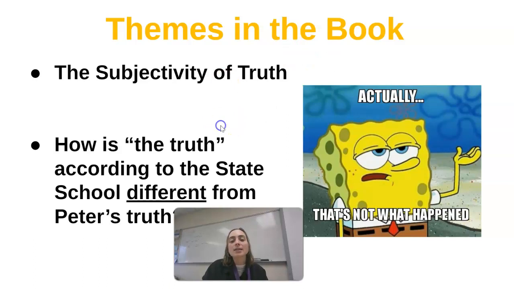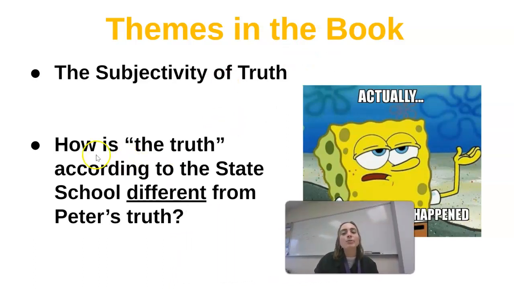And I also want us to think about, as we read the book, how is the truth, according to the state school or according to John, different from Peter's truth? In this book, we see that people or places that have power over Peter oftentimes tell a version of the story that ignores Peter's truth and maybe is lying or trying to cover up or hide the truth in order to make themselves look better.